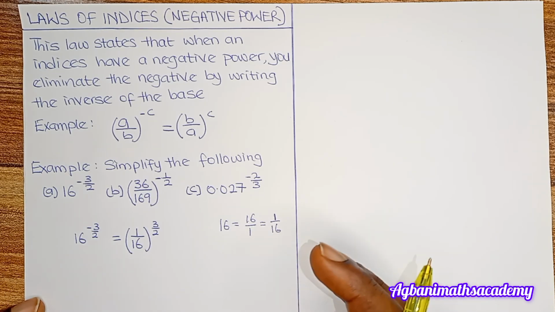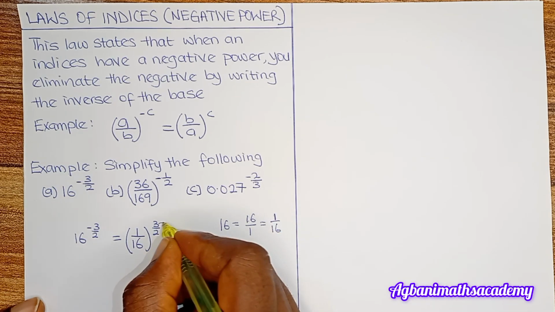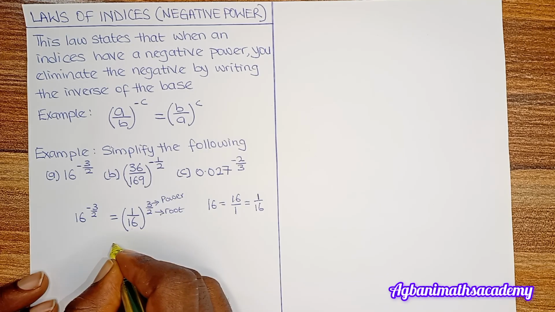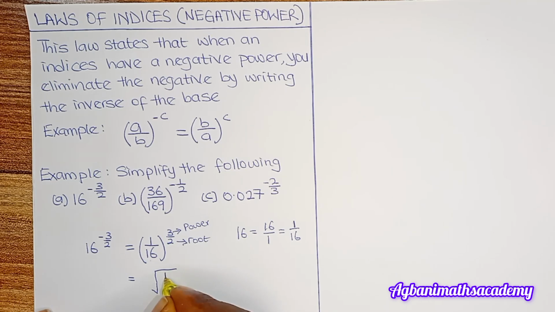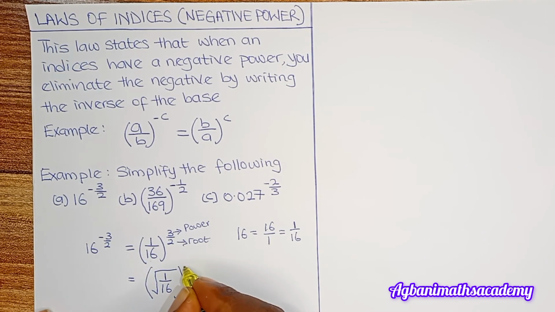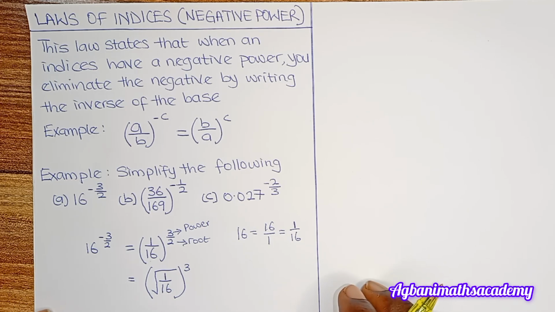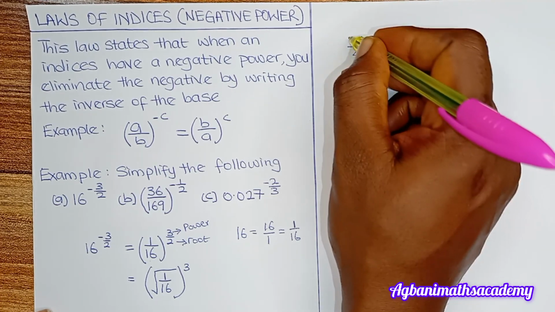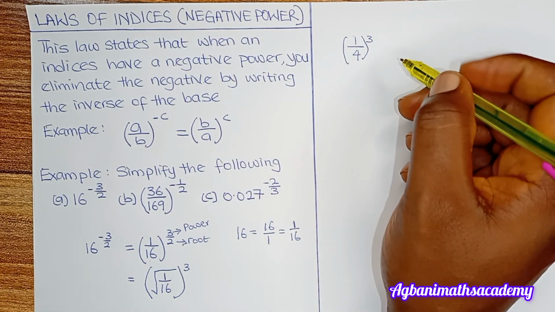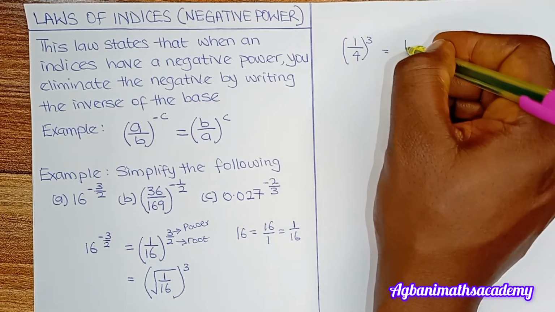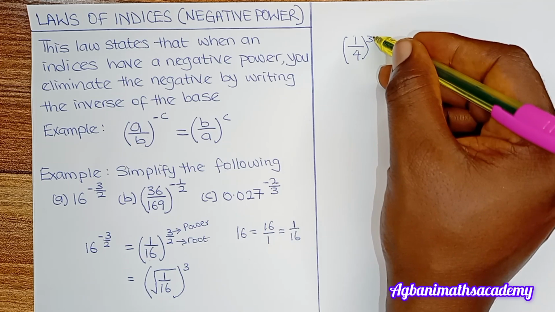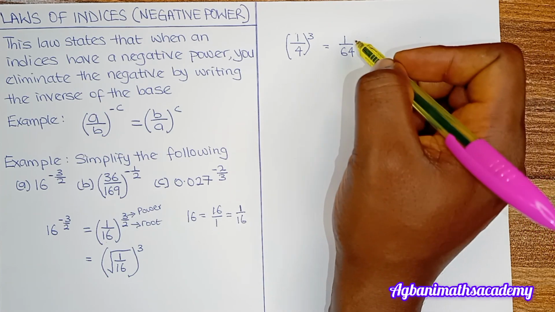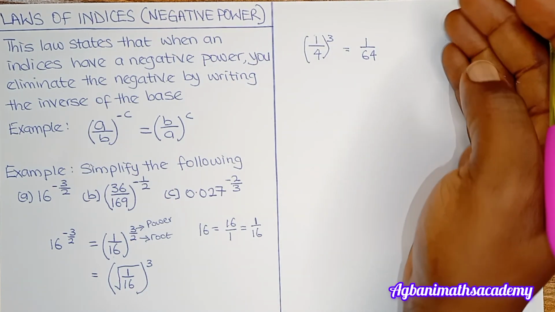So at this point, we can simply use the law of fractional exponent. Here is the power, and here is the root. So we can rewrite this as square root of 1 all over 16 raised to power 3. Okay, so what's square root of 1? The square root of 1 is 1, and the square root of 16 is 4. So we have 1 over 4 to the power of 3. So 1 over 4 to the power of 3 is simply 1 all over 64, because 4 to the power of 3 is 4 multiplied by 4 multiplied by 4, which is 64. 1 to the power of 3 is 1 multiplied by 1 multiplied by 1, which is 1. So we've used this simple law to find our answer.